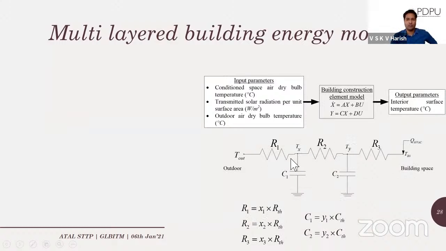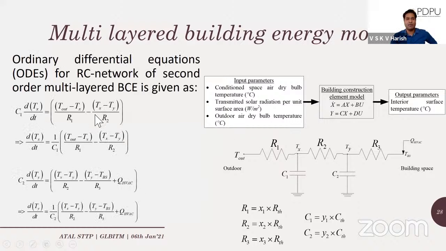So we have 2 KCL equations, 2 Kirchhoff's current equations, and 2 characteristic equations, which are ODEs of the form you are seeing here. Now, as I told you, we worked on the gray box modeling aspect. That is, it is necessary to find out the values of R1, R2, R3, and the values of C1 and C2.